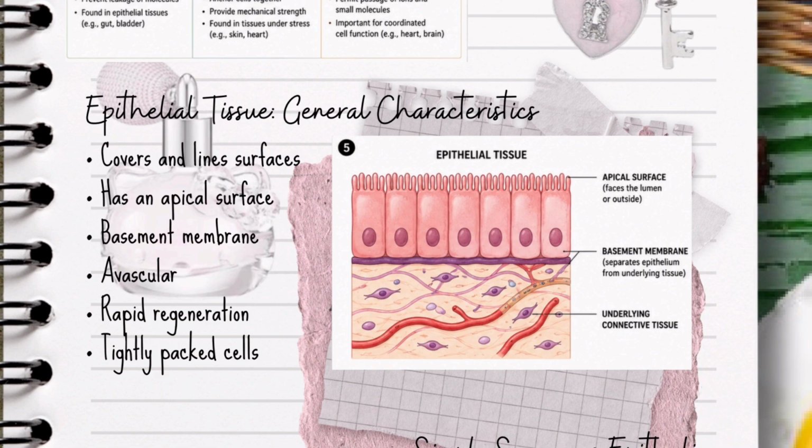Despite lacking blood vessels, epithelial tissue repairs itself remarkably quickly because its cells divide rapidly. For example, the outer layer of your skin is constantly being replaced. Its major functions include protection, absorption, secretion, and excretion, depending on its location in the body. Epithelial tissue is classified based on two features: the shape of its cells and the number of cell layers.